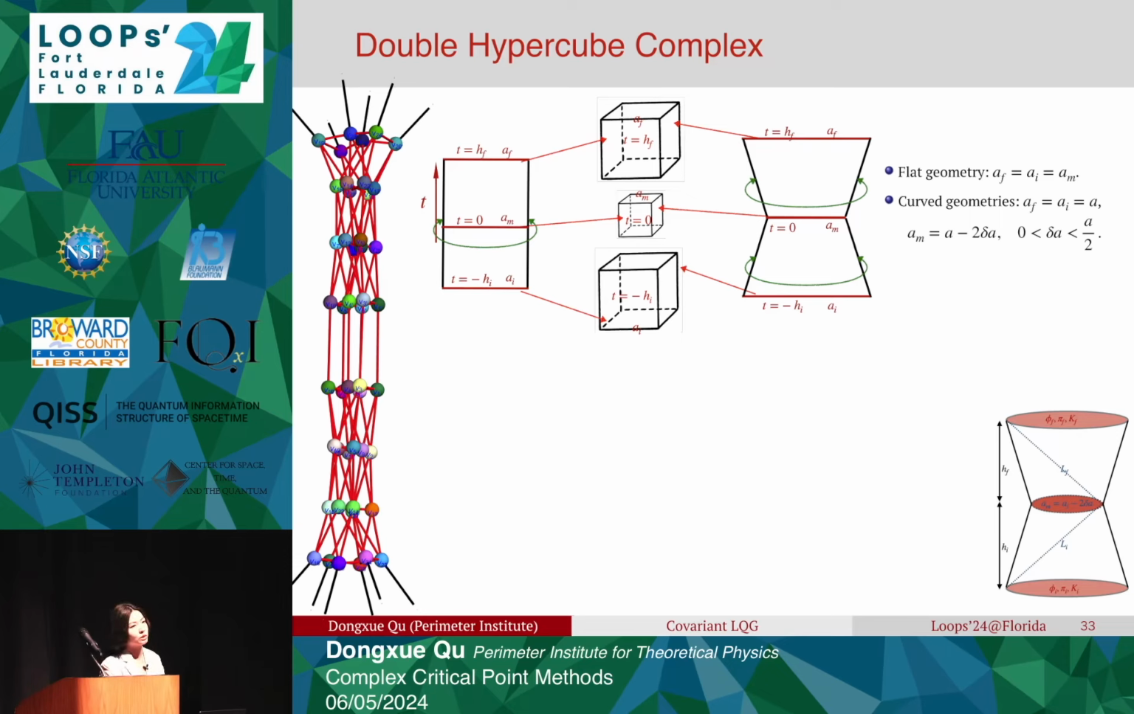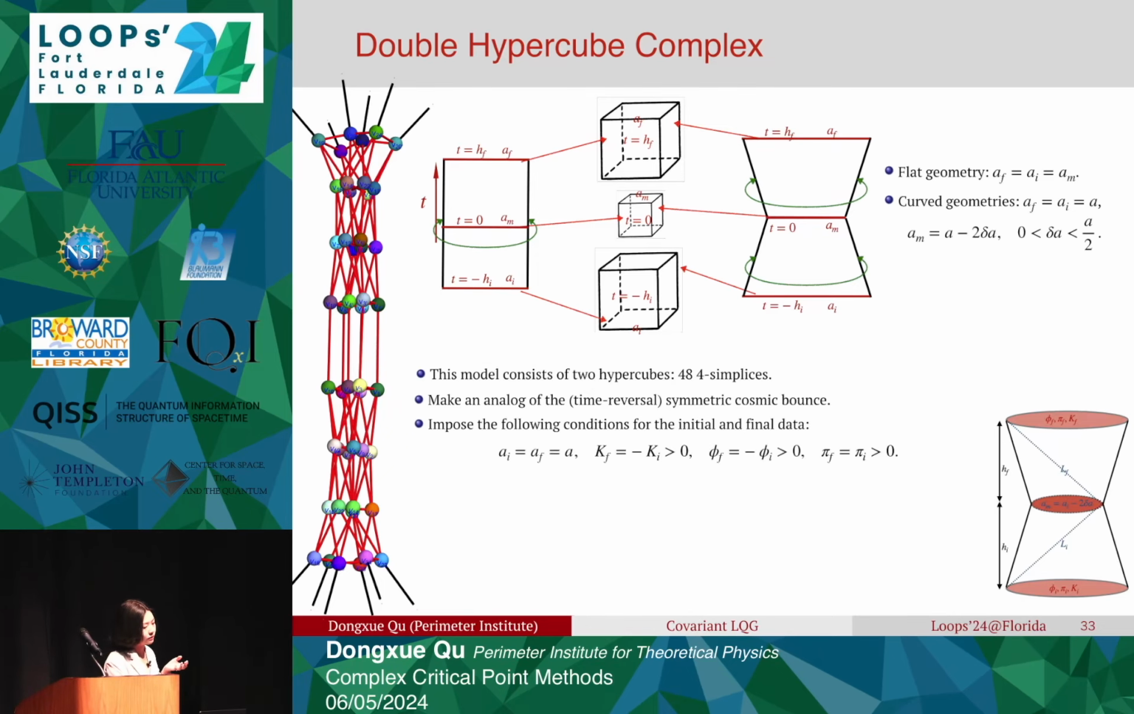Okay, so let's move on to a more complicated case. This is the last example. We glue two four-simplex hypercubes together. Then along the time direction, there is a common cube. If these three cubes' edges are the same, then we get the flat geometry. But if we let the inner cube have a smaller edge length, we get a curved geometry. In this case, we also triangulate it into 48 four-simplices. We make an analog of the symmetric bounce. And here we also impose some conditions for the initial and the final slice. This is the condition.